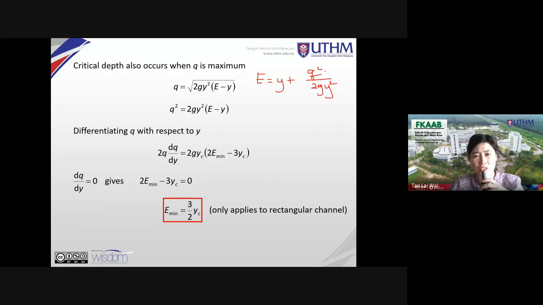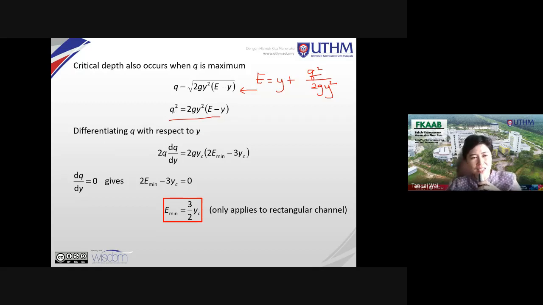Both the numerator and denominator are divided by B squared, so you are going to get this. Rearrange this expression and you'll get this. If you look at it, it's similar. So rearranging this and then squaring both sides, you are going to have this. Now, differentiate Q with respect to Y.